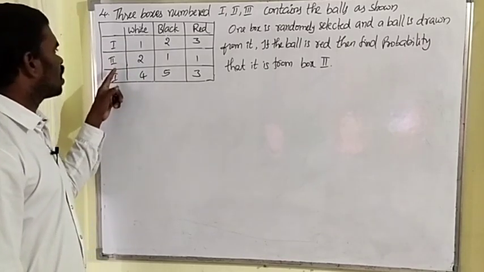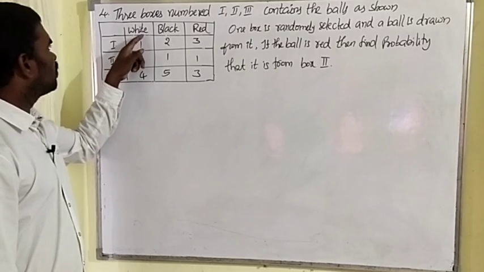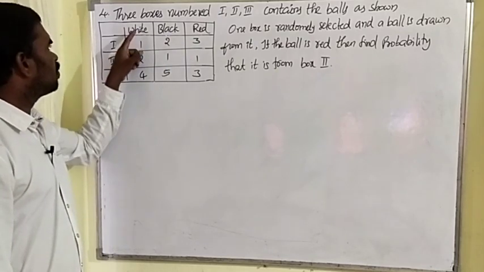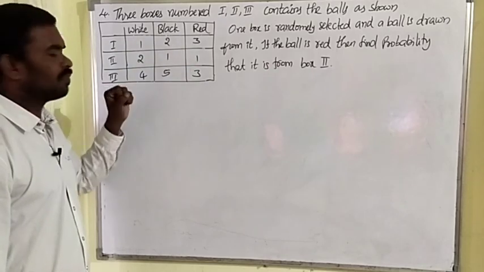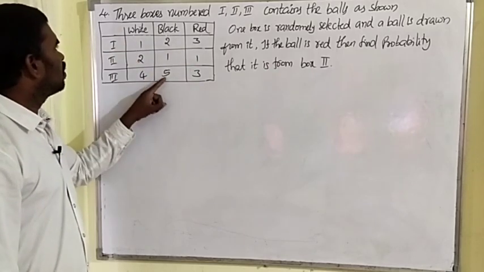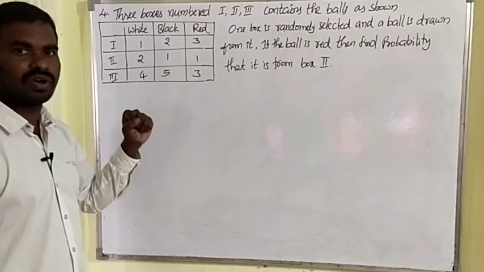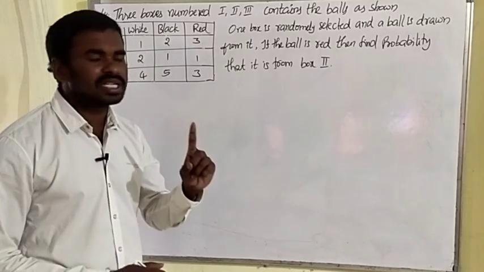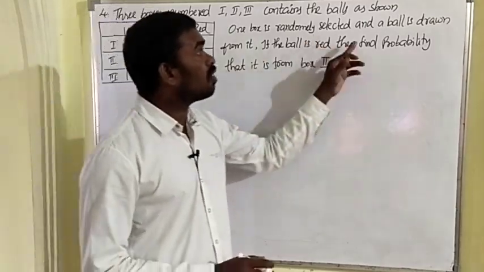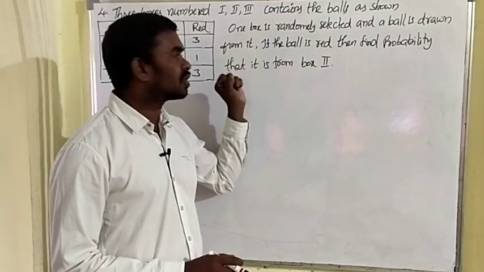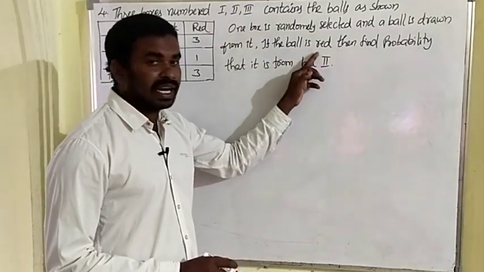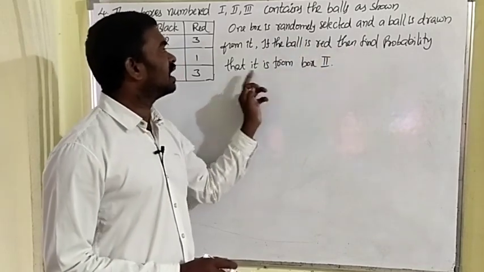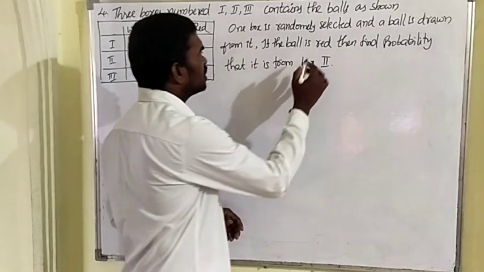Box 1, box 2, box 3. In box 1, 1 white ball, 2 black balls, 3 red balls. In box 2, 2 white balls, 1 black ball, 1 red ball. In box 3, 4 white balls, 5 black balls, 3 red balls. One box is randomly selected, and a ball is drawn from it. If the ball is red, then find the probability that it is from box 2. So which ball?